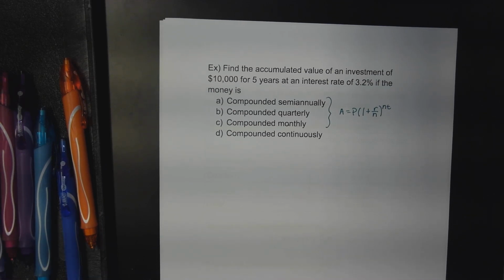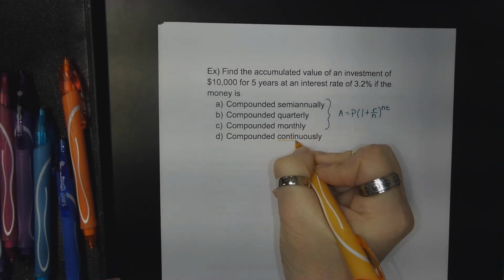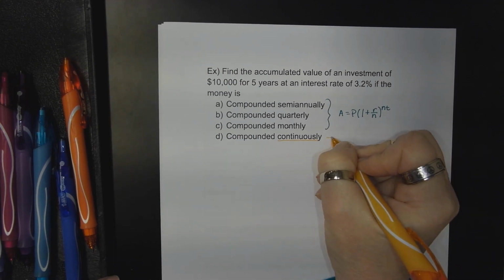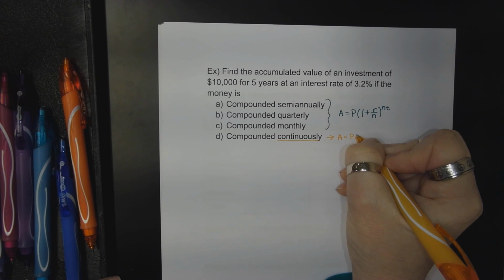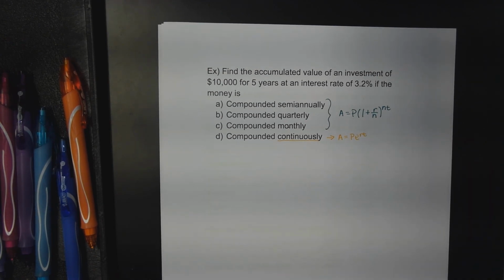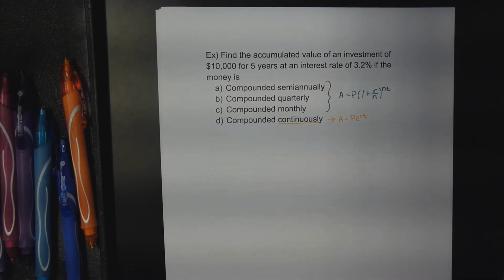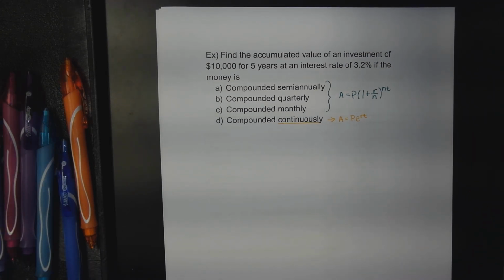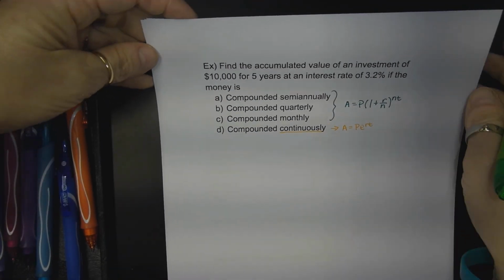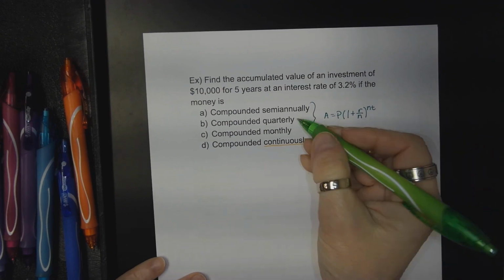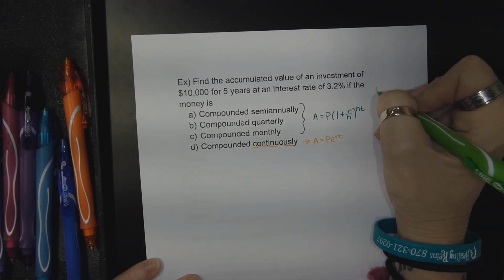And if we look down here, this one has the keyword continuously. So we know that for this one, we're going to use A equals P E to the RT. We're going to use Pert, okay? Figure that out right away, and that's going to make every step pretty much just plug and chug now. All we've got to do is find our key, which will just change for our N.